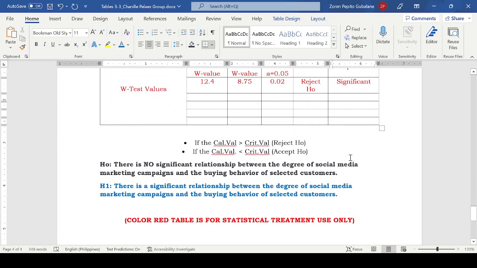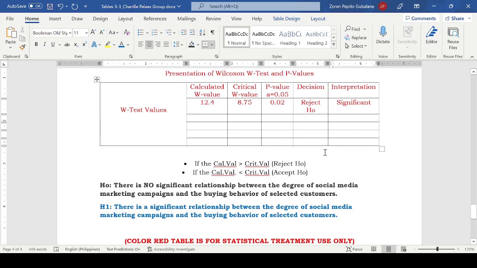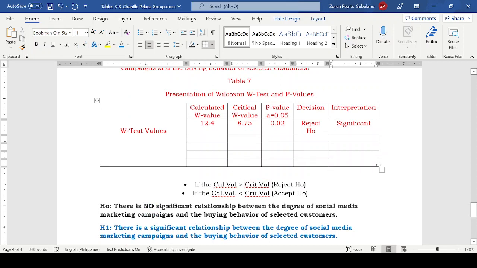Okay. So I will be posting this on your respective links so that you will be considering this lecture or instruction about how you are going to design your table, present your table in chapter 3 or chapter 4 of your manuscript. Okay, so that's all for today.